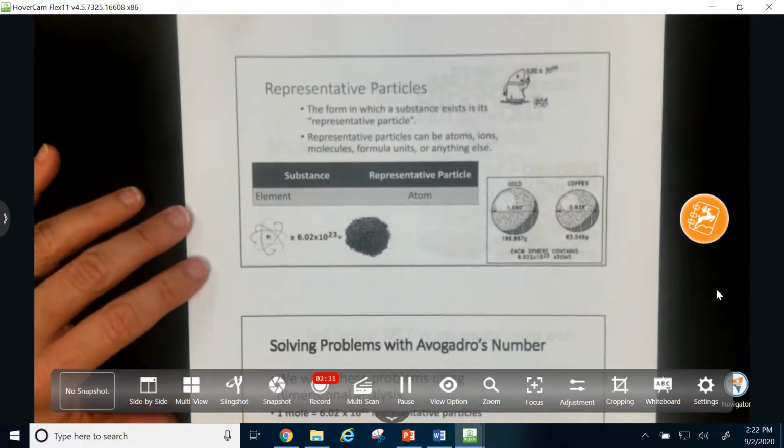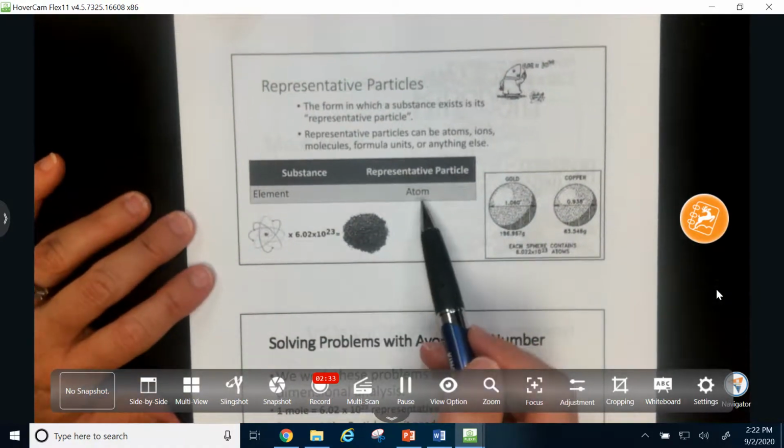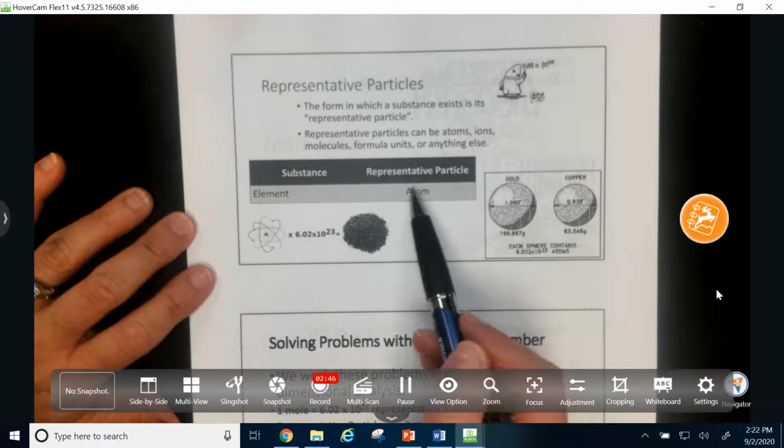This slide is again just talking about what I was saying before. The representative particle that we're going to be using in this particular unit is the atom, because we're talking about elements. This is going to change. We are going to be talking about the mole again in future units, and this will change with each of those units. We'll talk about that when we get to it.